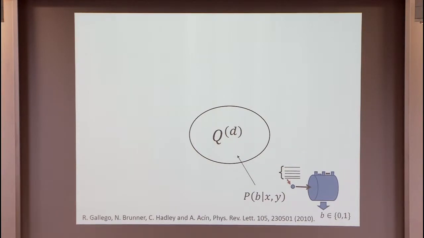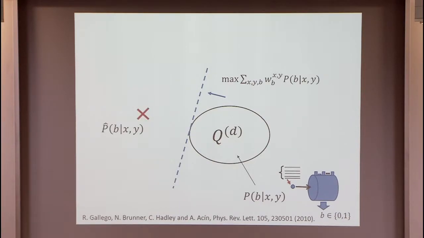Now, you could think of all the distributions that you can generate with D-level systems, call it Q_D. And then what they propose in this paper is, given some direction in this probability space, that you try to optimize linearly over these things. The result is a d-dimensional quantum weirdness.